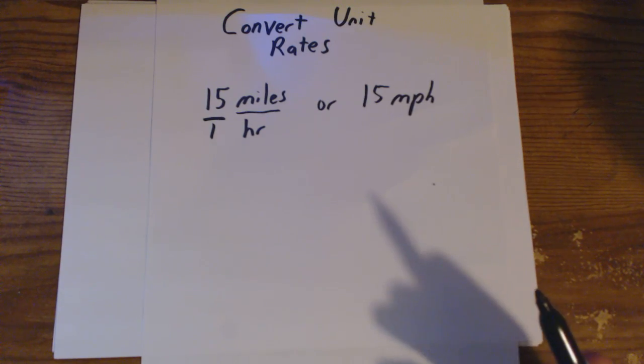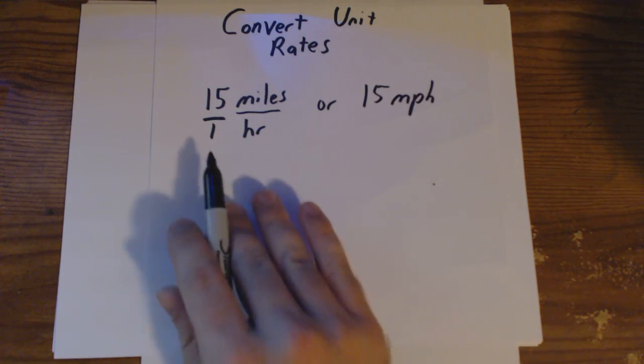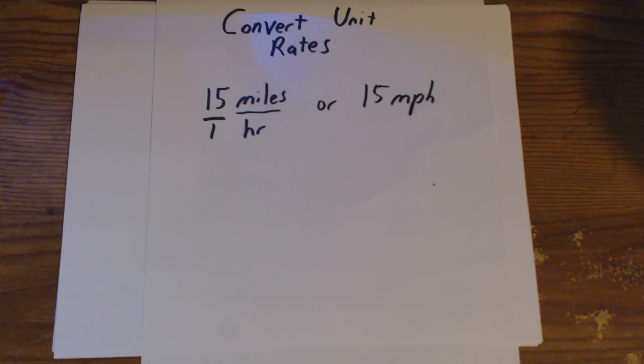This is a rate of speed. That's our unit rate, 15 per 1 mile. So now how would we convert these? Let's work through a couple examples together.